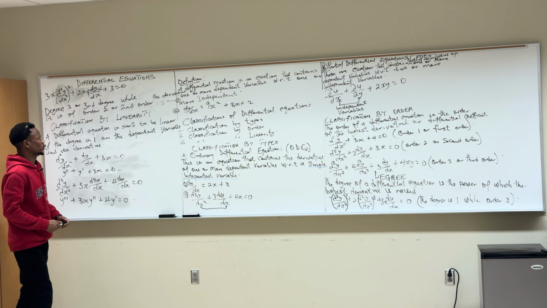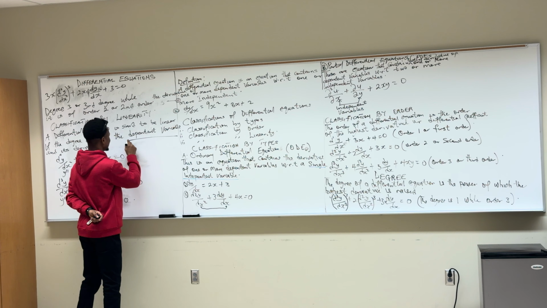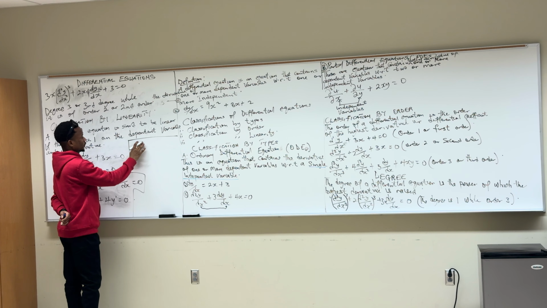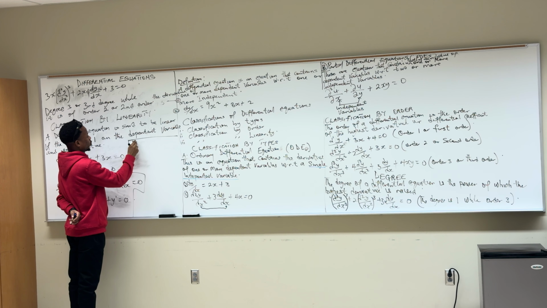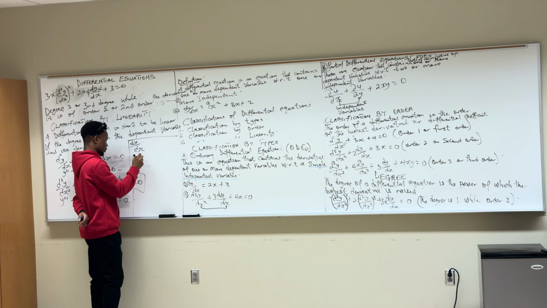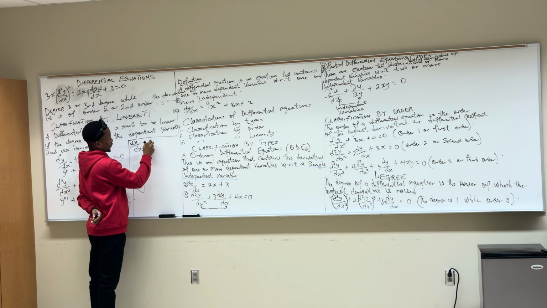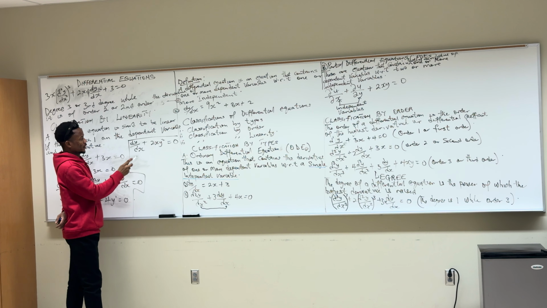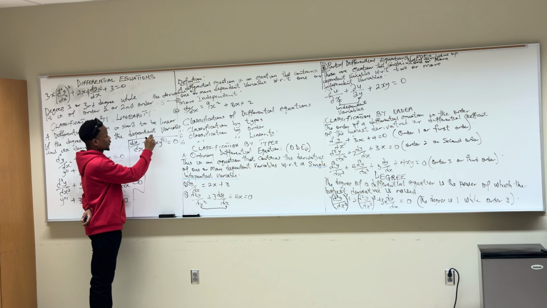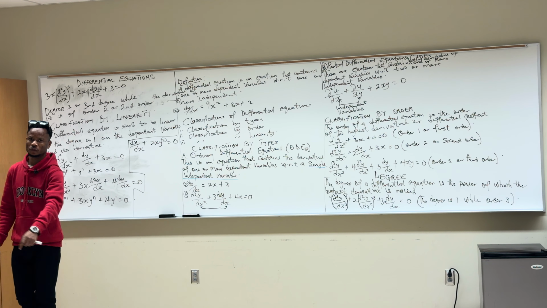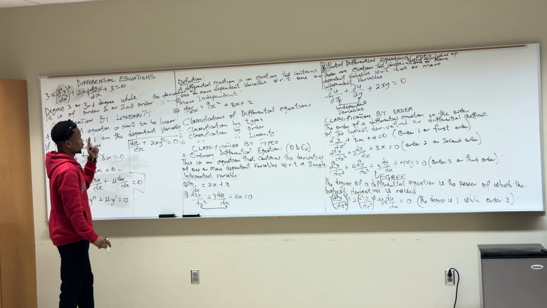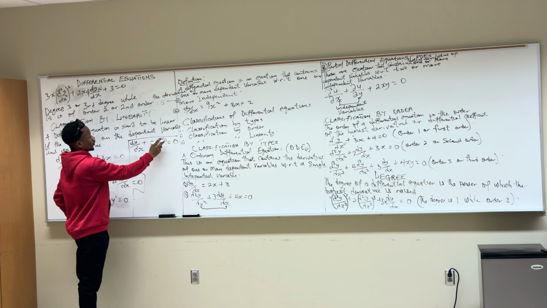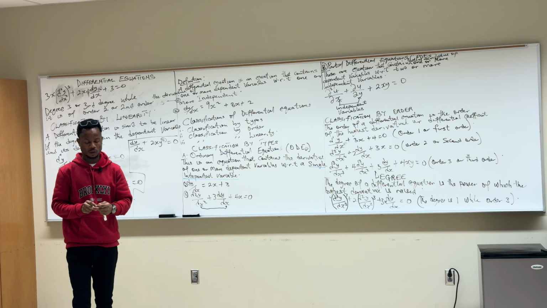So let me give you an example of nonlinear. If you have something like this, let's say you have dy/dx plus 2xy squared equals 0. This is nonlinear. It is nonlinear because it is of power 2. So for it to be linear, this must be of a single power.